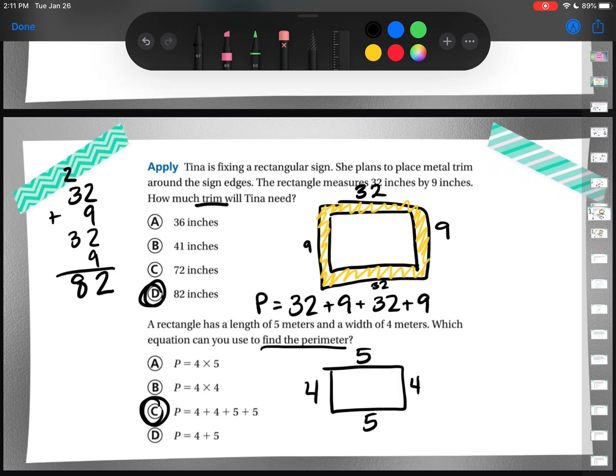And that is area and perimeter. Perimeter is adding all your sides up. Area for a rectangle and a square is going to be multiplying our 2 sides. So length times width.